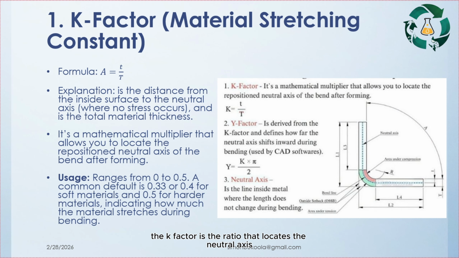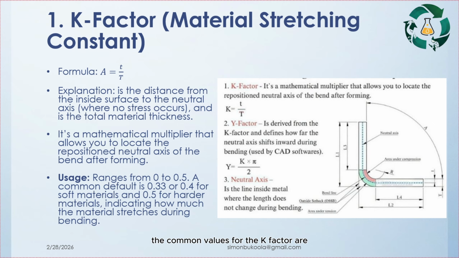The K factor is the ratio that locates the neutral axis after bending. Sorry, I made a mistake in the formula. The K factor, K is equal to small t over T, where t is the distance from the inside surface to the neutral axis, as you see in the diagram, and T is the thickness of the material. During bending, the neutral axis shifts inwards because the inner side compresses while the outer side stretches.